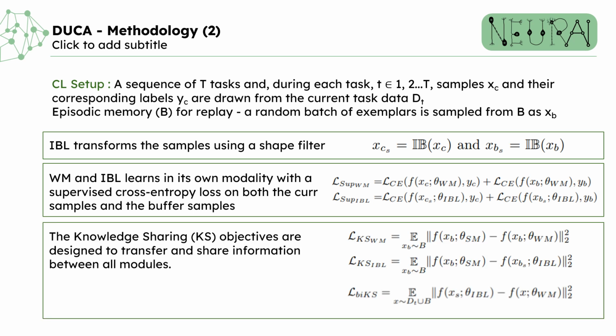And further, to share the knowledge between each other, a knowledge sharing objective is designed to transfer and share all the information. To provide the shape supervision to the working model and vice versa, a bidirectional decision space similarity constraint is enforced to align the features of the two modules. These are all the objective functions in DUCA.